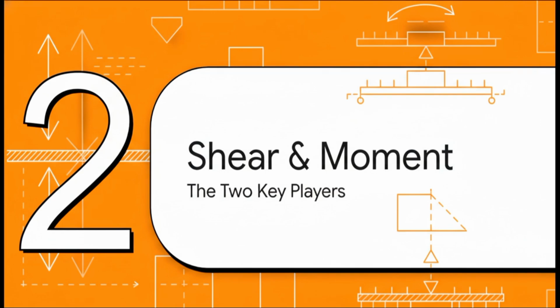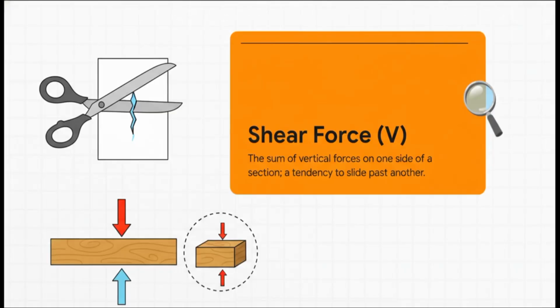So, to understand that internal fight, we've got to meet the two key players in this whole story: shear force and bending moment. Think of them as the two main ways a beam resists all the crazy stresses happening inside it when it's under load. First up, we have shear force. The best way to think about shear is to imagine cutting a piece of paper with scissors. That slicing action, that's shear. Inside a beam, shear force is that internal force trying to make one slice of the beam slide vertically past the piece right next to it. It's the beam's direct reaction to any up or down forces.